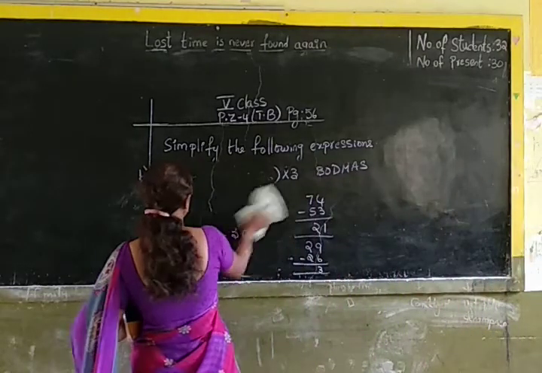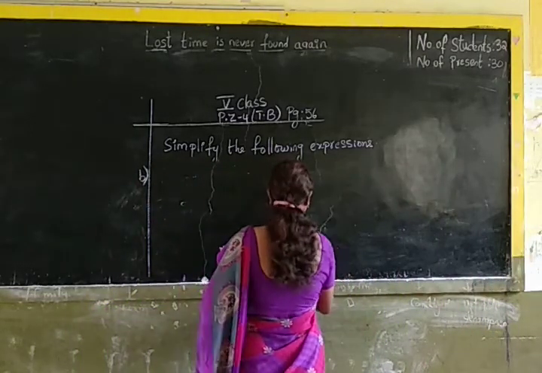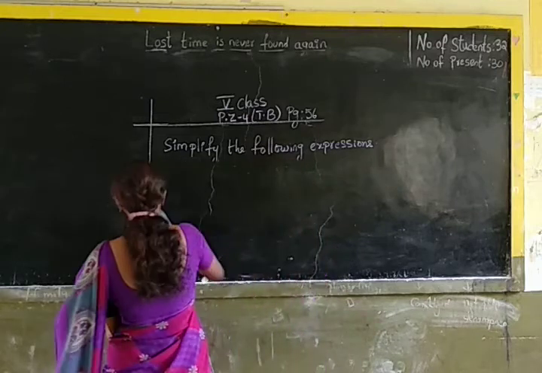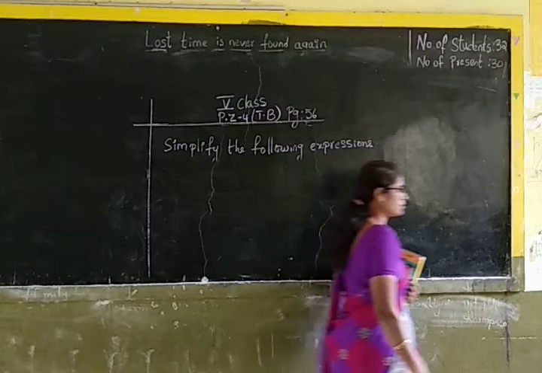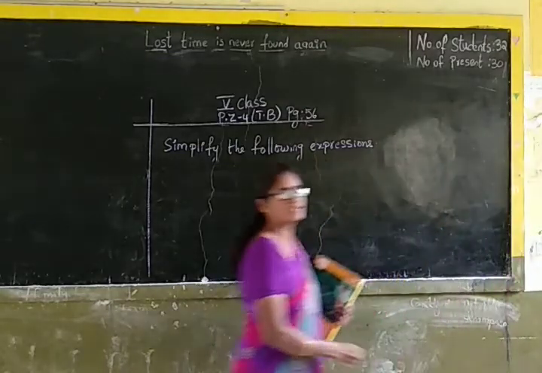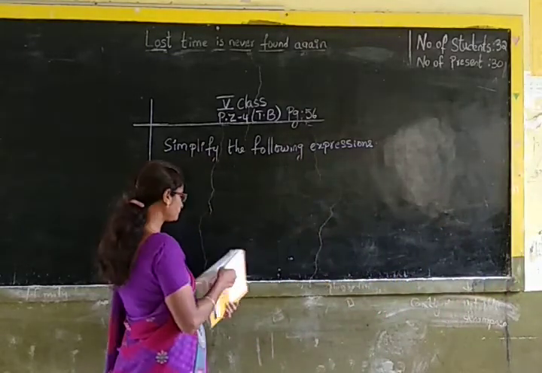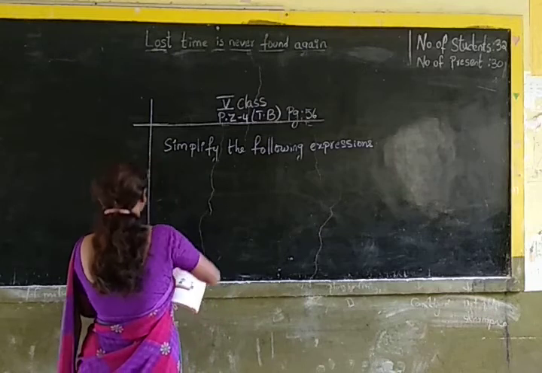Okay children, now let us do the next sum. Did you understand children how to solve the sums? First you have to solve the terms in the bracket. Then you have to solve the terms outside of the bracket. Okay children, now let us do the next sum.